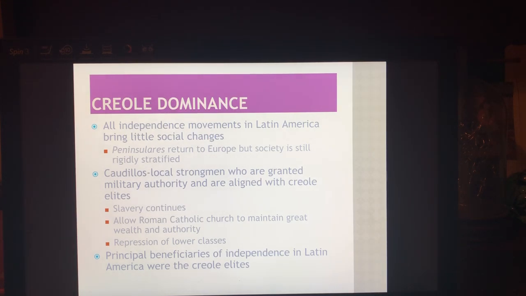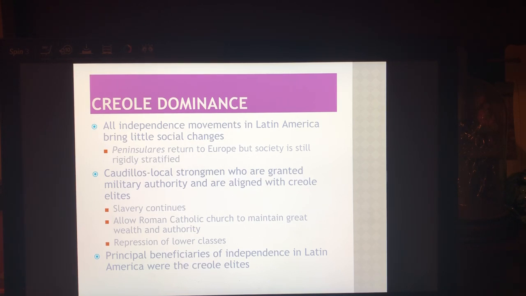In the whole gist of things, of the revolutions, it's always people who are upset about the lack of social change. In Latin America, we see that it is the Creoles who are upset with the Peninsulares, that they're not getting the best positions. Eventually, what will happen is they're going to replace this with the caudillos. These are local strongmen who hold military authority, and they will align with the Creole elites to continue their domination. We're going to see not much changes.